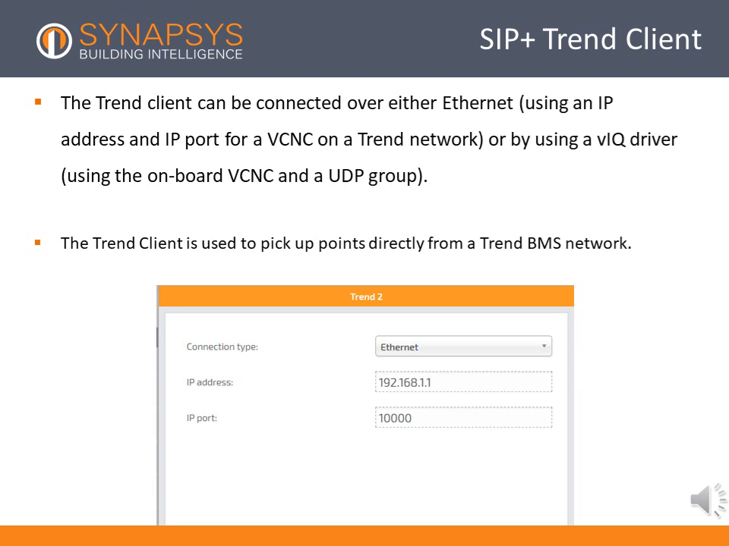With Ethernet selected, there are two secondary options available for connection using TCP/IP. In the COM settings window, select Ethernet to connect directly to the VCNC of a trend controller using the IP address and port number available, or define a VIC driver and select the VIC option from the drop-down list. More information on the VIC driver will be given later in the module.